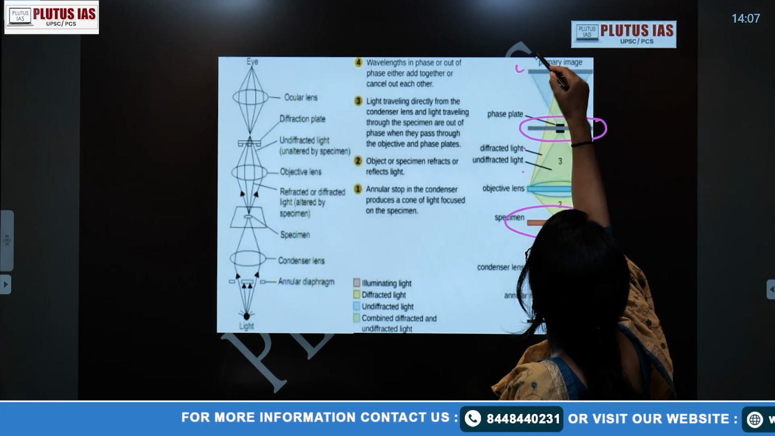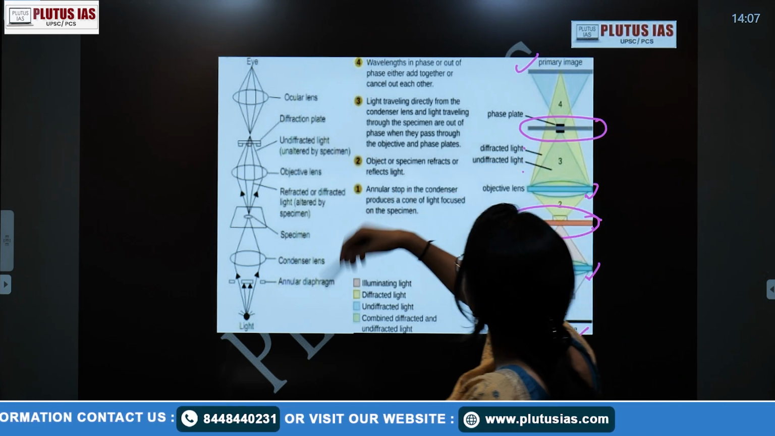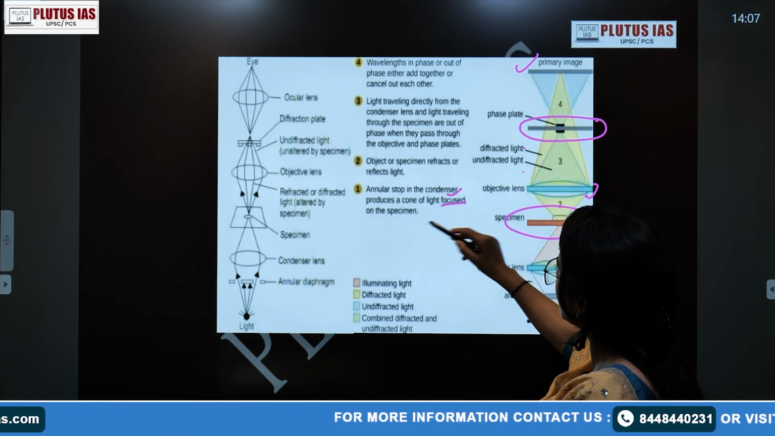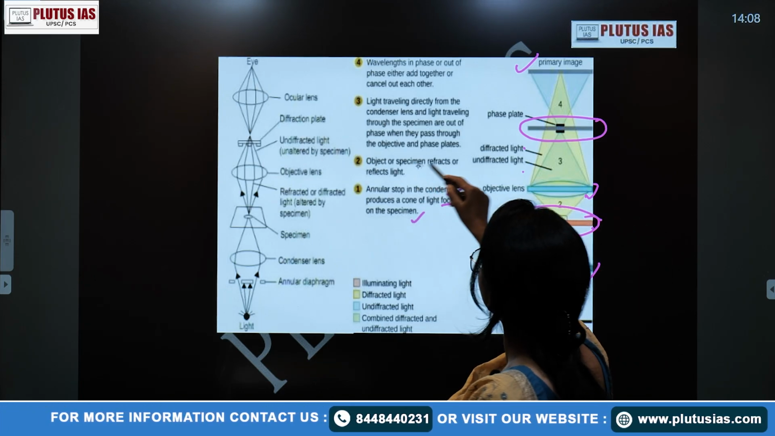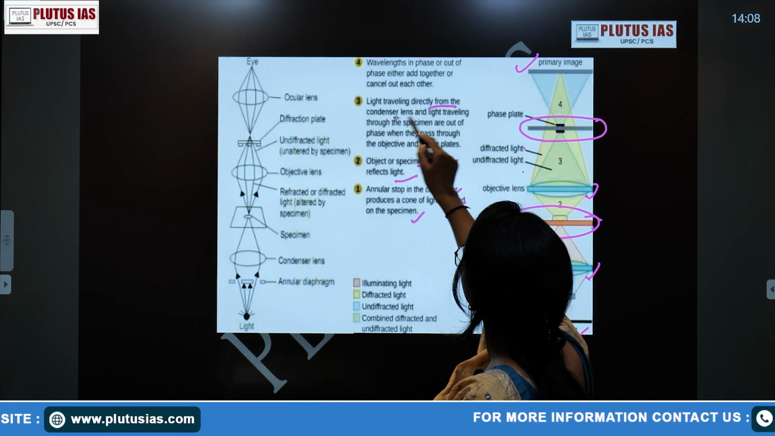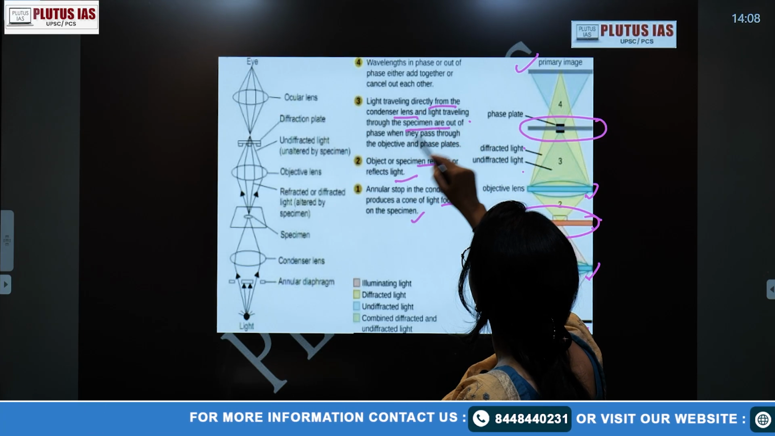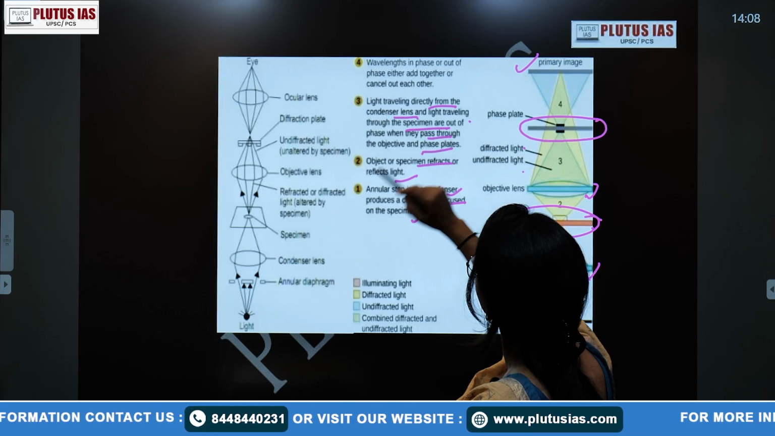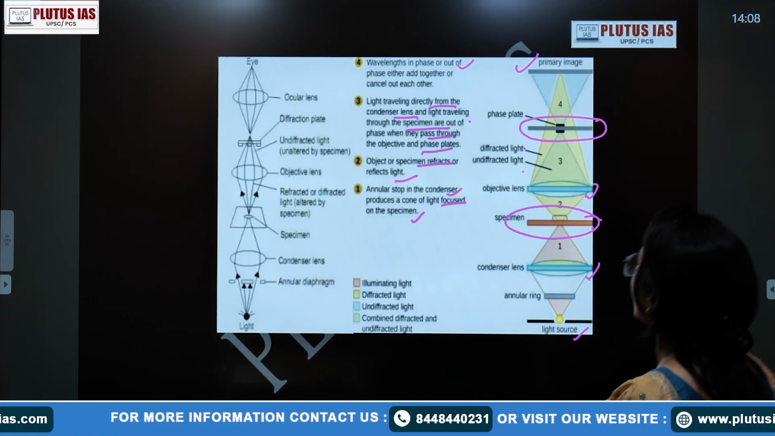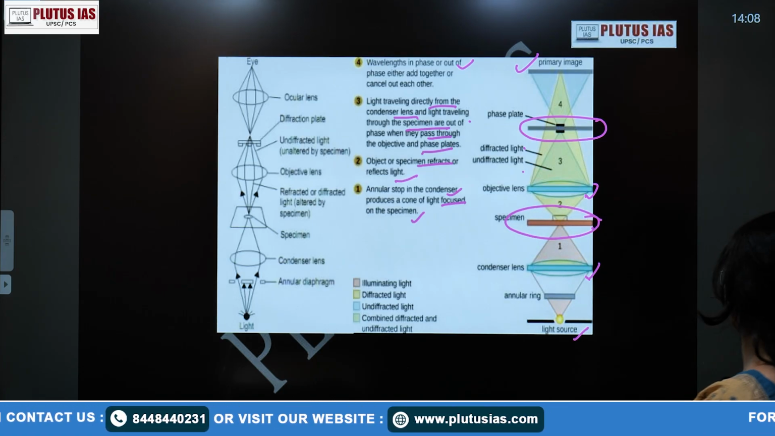Okay, and here you are forming the primary image. This is a simple thing. The annular stop in the condenser produces a cone of light focusing on the specimen. The object or specimen refracts or reflects the light. Then light traveling directly from the condenser lens and light traveling through the specimen are out of phase when they pass through the objective and phase plates, and the wavelengths in phase or out of phase either add together or cancel each other out, depending on the type.